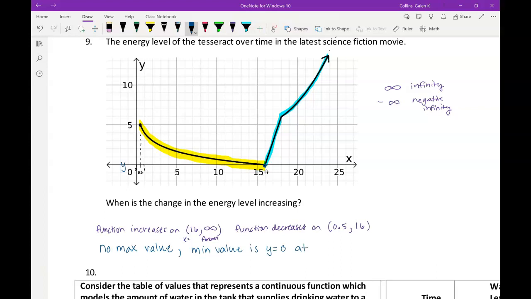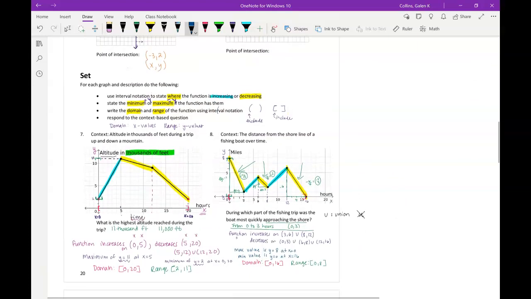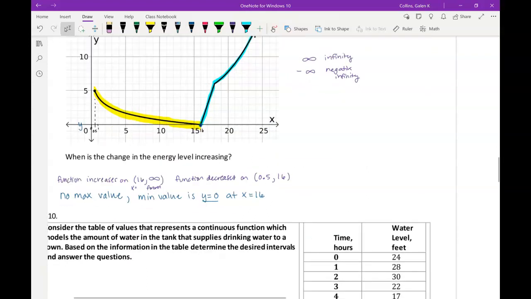Even though we weren't asked to do this, I think it's a good habit to say when or where that occurs. The location is at x equals 16. So when x is 16, we get our minimum value of 0. All right, and then lastly, domain and range. Second to lastly, we still have to answer the question.